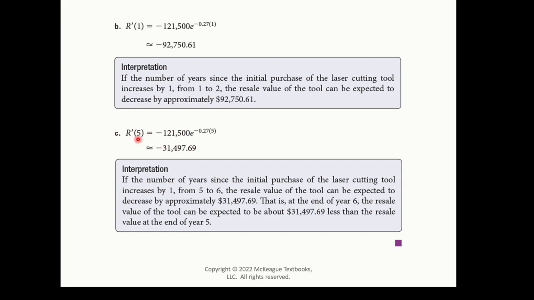Now we're going to do the same thing for 5. If 5 years has passed, then I need to plug in 5 here. And so I plug in 5 for t. And when I use the calculator to approximate that, I get negative $31,497.69. So again, if we were sitting at 5 on this function and we wanted to use the tangent line to approximate what happens if we go from 5 to 6, so that would be an increase of 1, that's where this is coming from. This would be the change in the resale price.